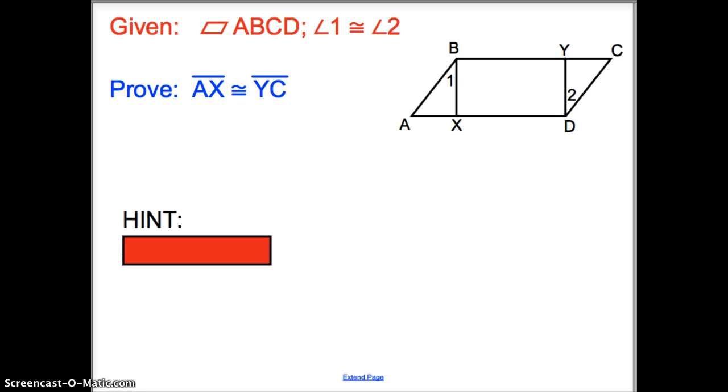Next is example 2. You'll find that right below question number 13. Parallelogram ABCD is given. Obviously, we can apply some of the properties we know about parallelograms. Just because it's stated, we can pull out some things regarding the drawing. Angle 1 equals angle 2, and our job is to prove that AX is congruent to YC.